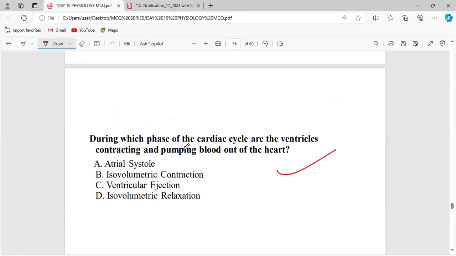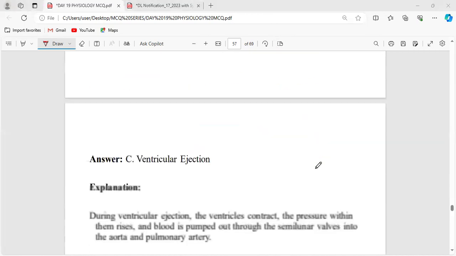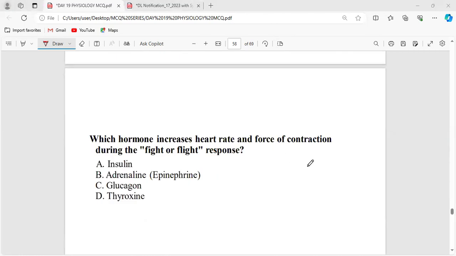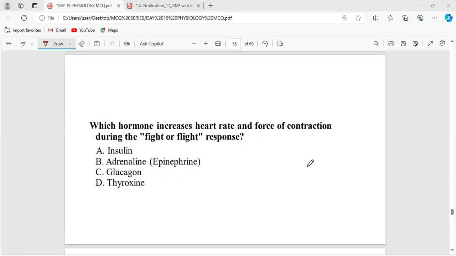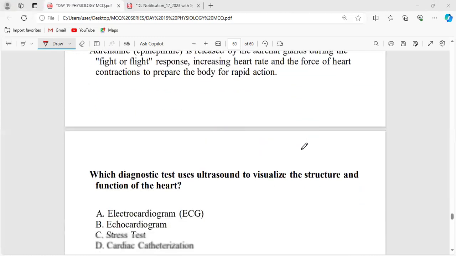And during which phase of the cardiac cycle are the ventricles contracting and pumping blood out of the heart? The options are atrial systole, isovolumetric contraction, ventricular ejection, isovolumetric relaxation. That will obviously be the ventricular ejection. Which hormone increases the heart rate and force of contraction during the fight or flight response? No doubt in this, adrenaline, the epinephrine.